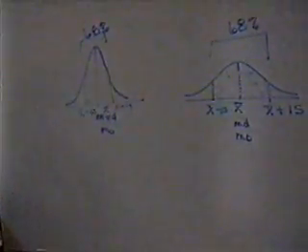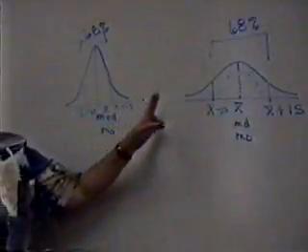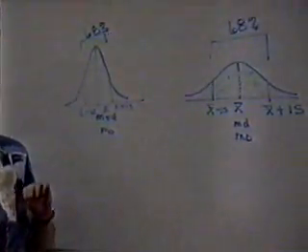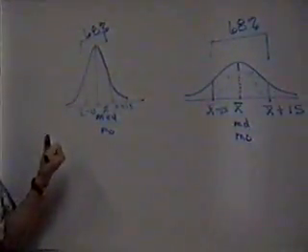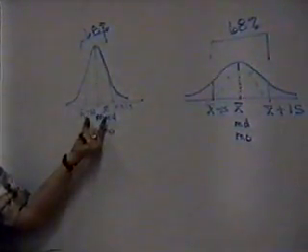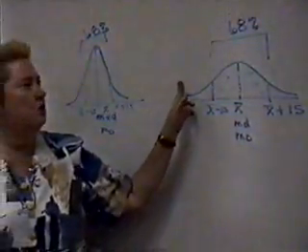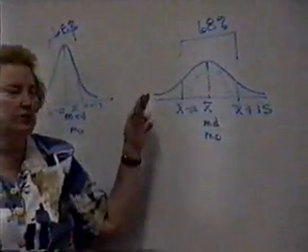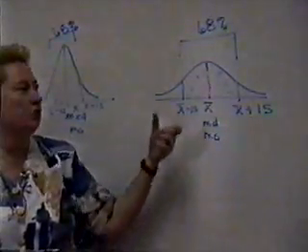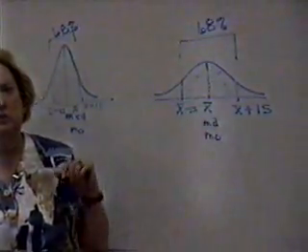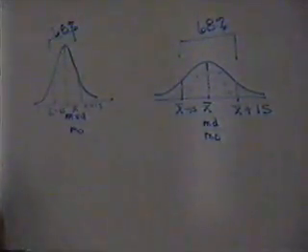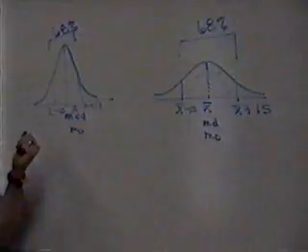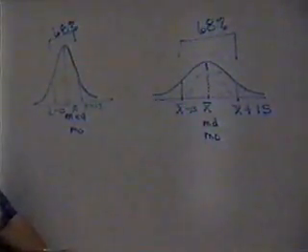This picture right here does not vary as much as this picture because they are all closer together. The standard deviation is smaller, so this range is smaller. On this picture, the numbers are not as close together. The standard deviation would be larger, and this range would be larger. But it's still 1 standard deviation has 68% of the values. But you can only use the empirical rule if you know it is normal or symmetrical.